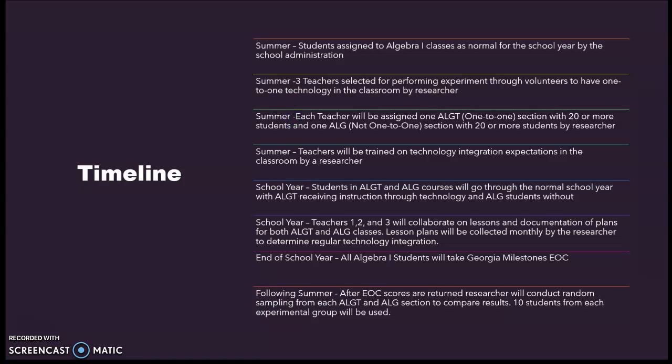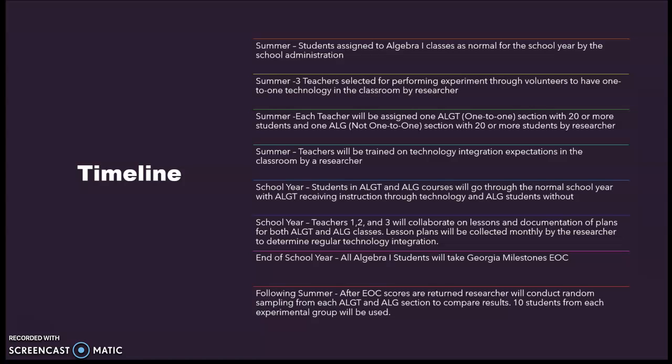The summer before, students will be assigned to Algebra 1 classes as they normally would be. Throughout the summer, 3 teachers will be selected for performing the experiment at a specific Georgia high school, through volunteers to add one-to-one technology to their classroom. Each teacher will be assigned one Algebra 1T, so ALGT group, and one section of Algebra 1 without technology, so ALG non-one-to-one group. Each section will have 20 or more students.